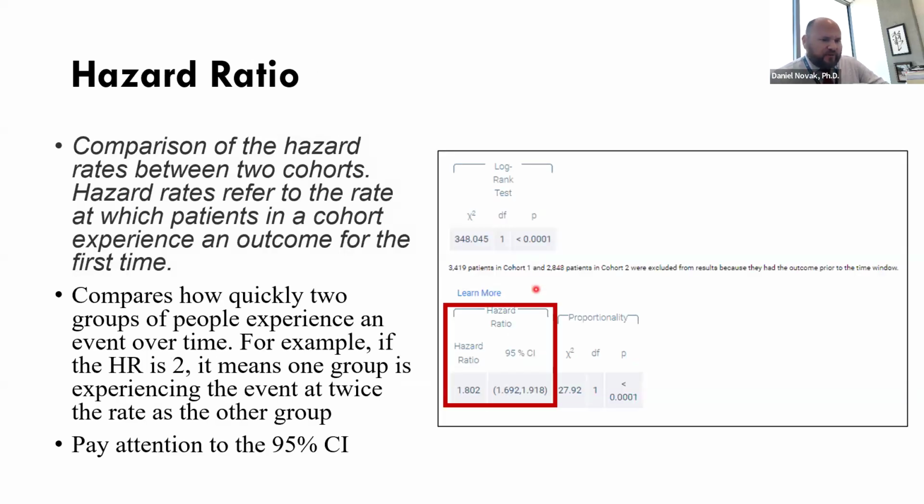Hazard ratio is super useful. It is the comparison to the rate at which patients in a cohort experience an outcome for the first time. It compares how quickly 2 groups of people experience an event over time. For example, if it's 2, it means that 1 group is experiencing the event at twice the rate of the other group in that exact same time frame. And as always, pay attention to your 95% confidence interval to see how reliable your data are.